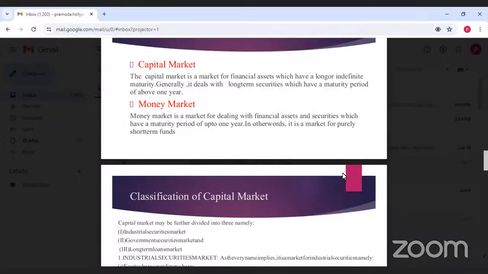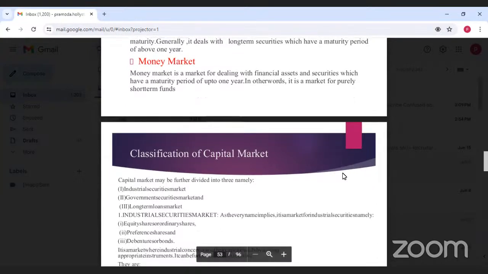Securities of long-term nature, which have a maturity period of more than 1 year. Whereas money market is a marketplace for dealing in financial securities having a short-term life, that is, a short-term maturity period of less than 1 year.